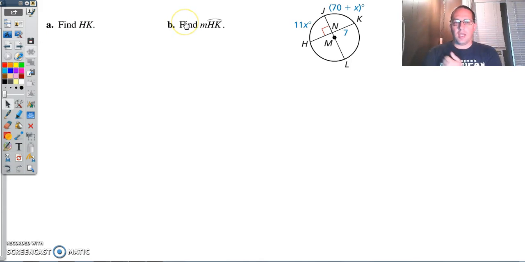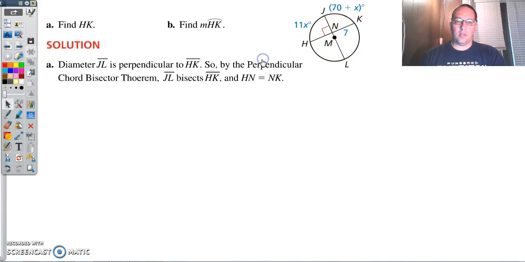Here we want to find HK, and notice this has no symbol over it, so this is talking about the length of the segment. This is the measure of the arc. So we want to find the length of chord HK, and we want to find the measure of arc HK. The length of chord HK is pretty simple. Since this is perpendicular and it's the diameter, it's a perpendicular bisector. So this is bisected, NK is half of HK, and all I've got to do is double NK, and we have that HK is 14 units long.